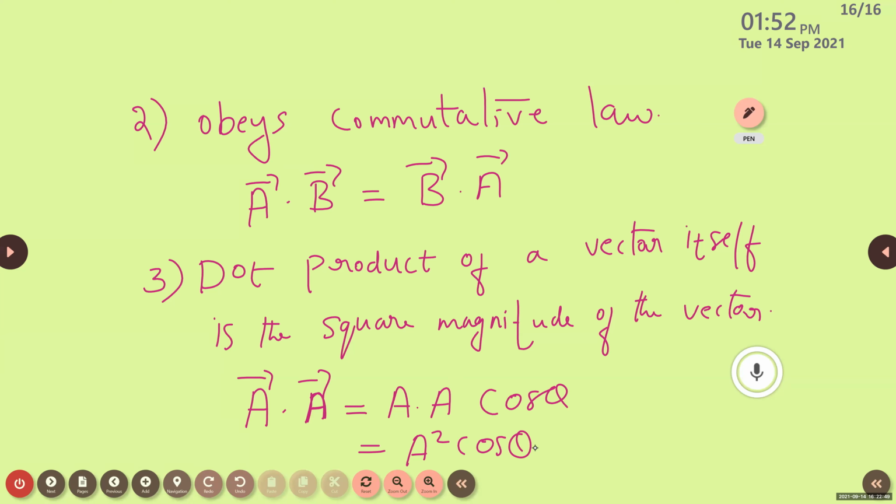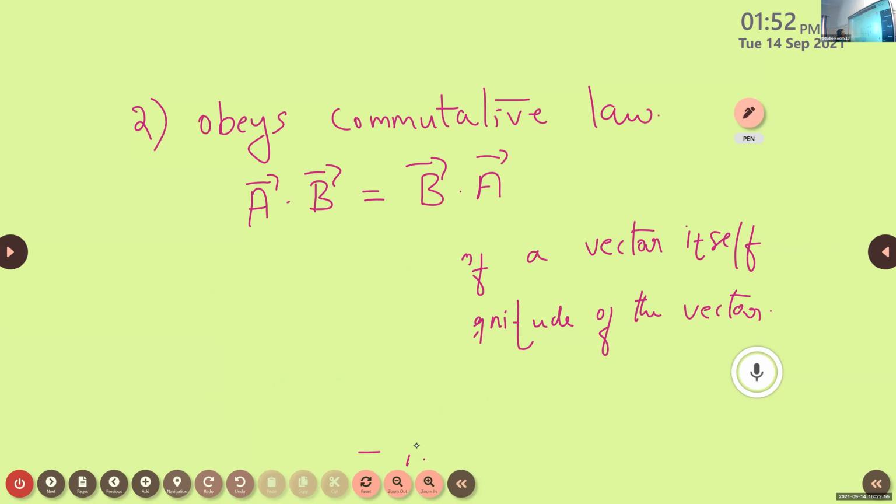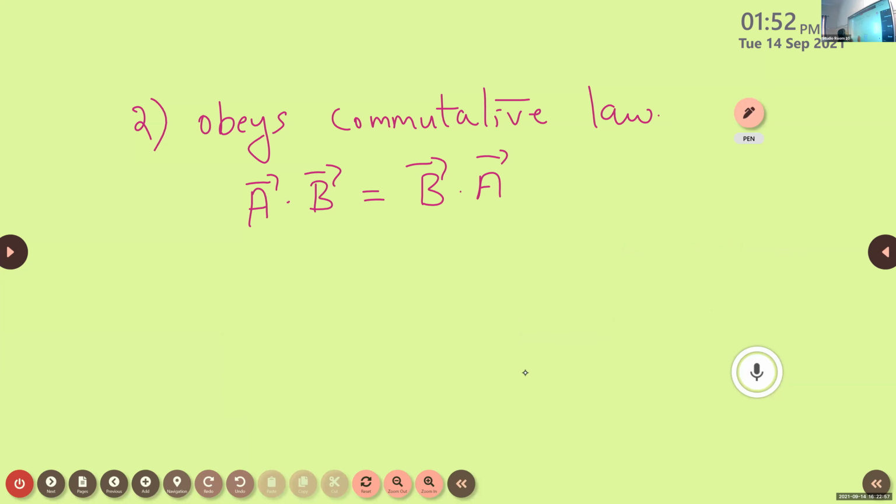Ma'am, will you explain that it obeys the commutative law? Okay. Suppose we have vector A and vector B with the magnitudes, suppose this is 3, this is 2. So we can write 3 into 2 is equal to 2 into 3. 3 into 2 means 6, 2 into 3 is 6. The reverse process is possible, just basic mathematics.